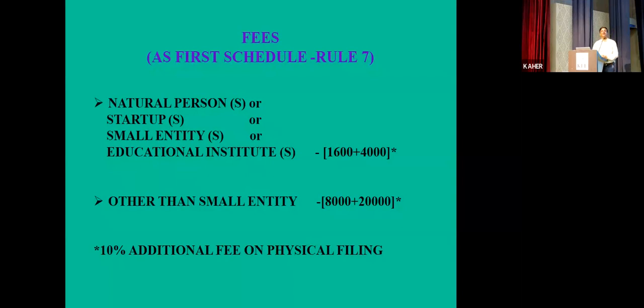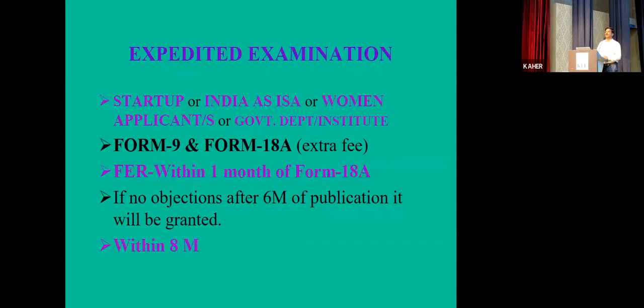So these are the minimum requirements for a patent application. Form 1, Form 2, Form 3, Form 18 with a fee of 1600 plus 4000. If you want a patent very quickly, if you are covered under this category, not all can file. Startup companies are welcome to file an expedited Tatkal Seva.